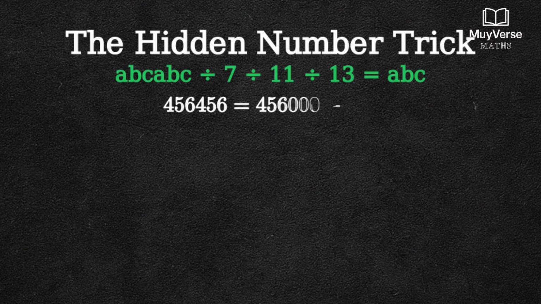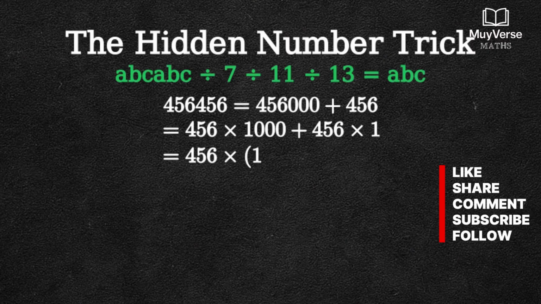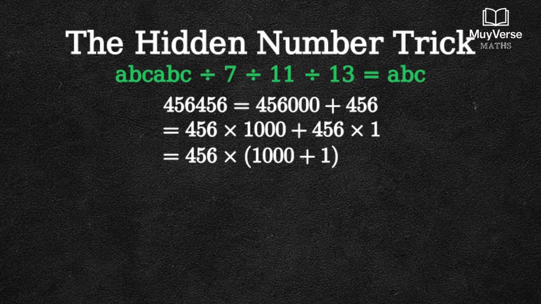Step 1. Recognize the form ABC, ABC. For our example, write 456456 as 456000 plus 456. Now factor out the common block 456. That becomes 456 times the quantity 1000 plus 1. And 1000 plus 1 is exactly 1001. So 456456 equals 456 times 1001.